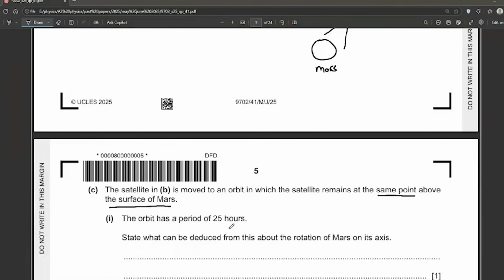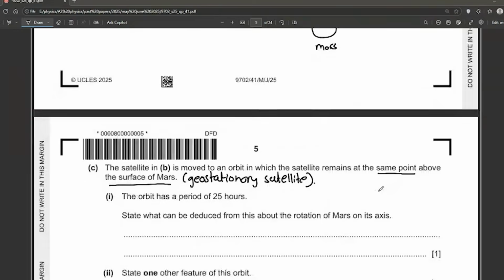The satellite in B is now moved to an orbit in which the satellite remains at the same point above the surface of Mars. These are geostationary satellites. They remain at the same point. They appear to remain at the same point.